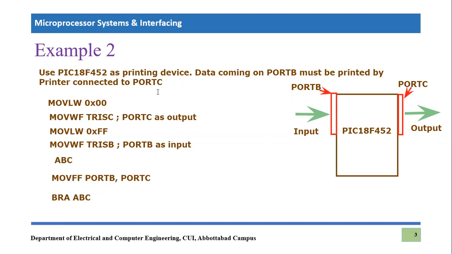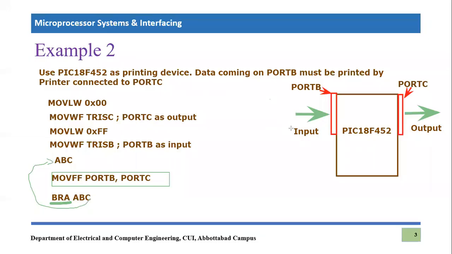So what will happen now is that this branch instruction will jump to this label, and this label is defined over here. So this instruction will be repeated for an indefinite time interval, and whatever data is coming from port B will be printed on port C for an indefinite time interval. So that is the application program that we are doing for the very first time. In this program, we are using both input and output ports. Hopefully you have understood the concept of input and output ports in the PIC microcontroller.